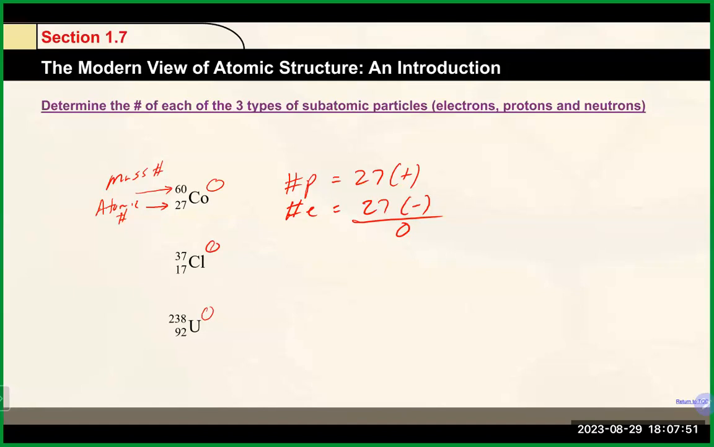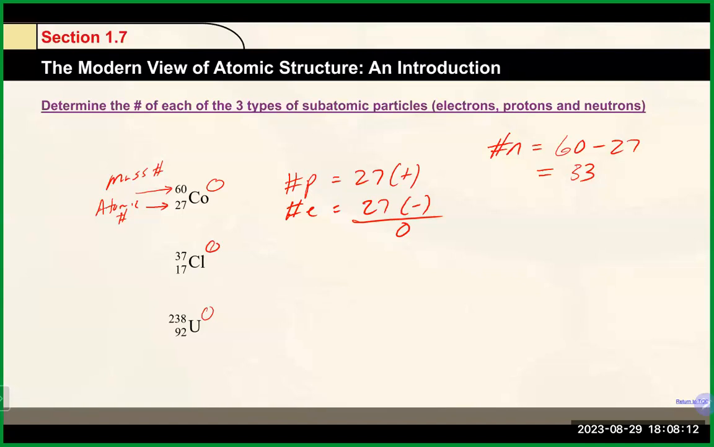Our number of neutrons in this case will be our mass number, which is 60, minus our atomic number, which is 27. I can go without the calculator and go with 33 and hope for the best. So that is 33 neutrons that we got going on there. Any questions on that?